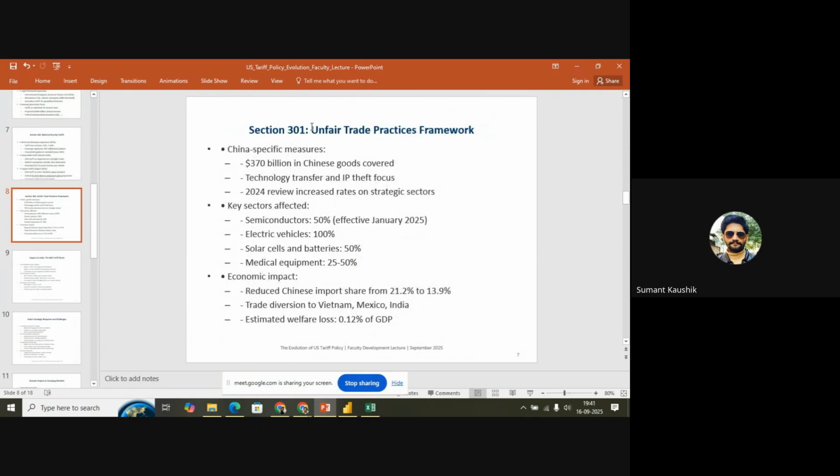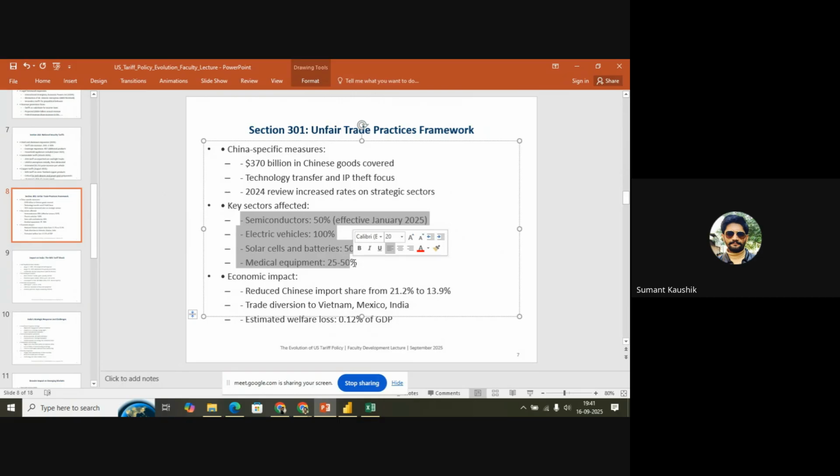So under the unfair trade practices framework, there are some China specific measures, as I've already mentioned to you. These are the sectors which got mostly affected: semiconductors, EVs, solar cells, batteries, medical equipment. Now, what has been the economic impact of this? It has reduced the Chinese import share from 21% to 13.9%. It is a huge impact on the Chinese economy. It is showing the share of Chinese products in the imports of the US. So it has reduced its share from 21% to 13%.